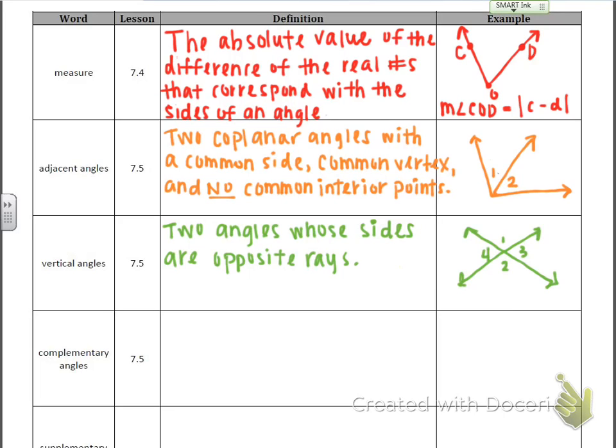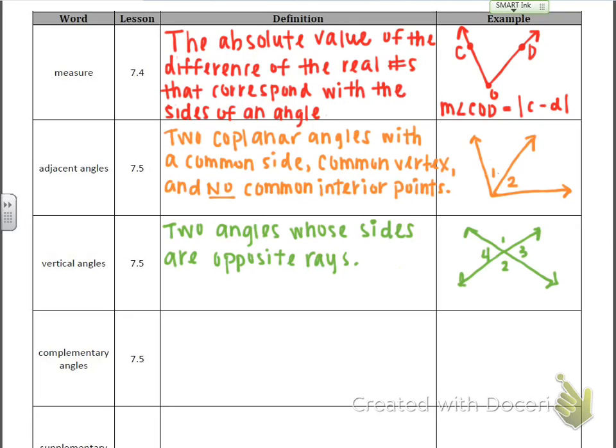So angle 3 and angle 4, are those vertical angles? Yes. So vertical angles are the angles that are diagonal from each other, but to double check mathematically, you check that their sides are opposite rays, and both sides have to be opposite rays. Okay? Questions about that one? Okay. We are almost halfway there.